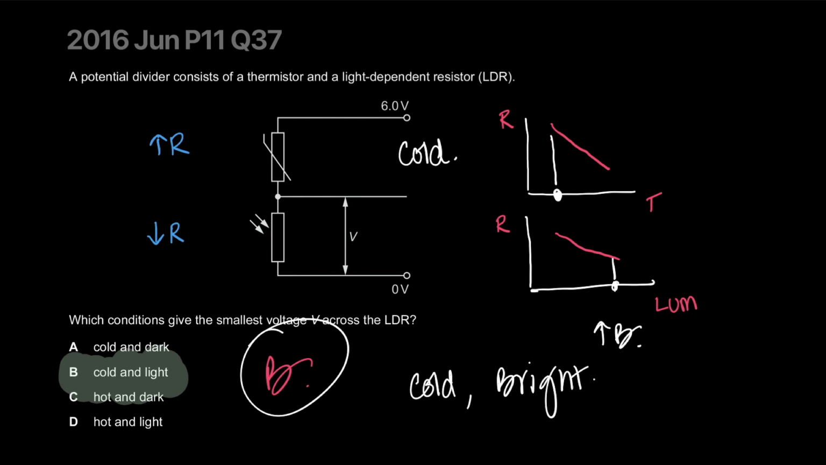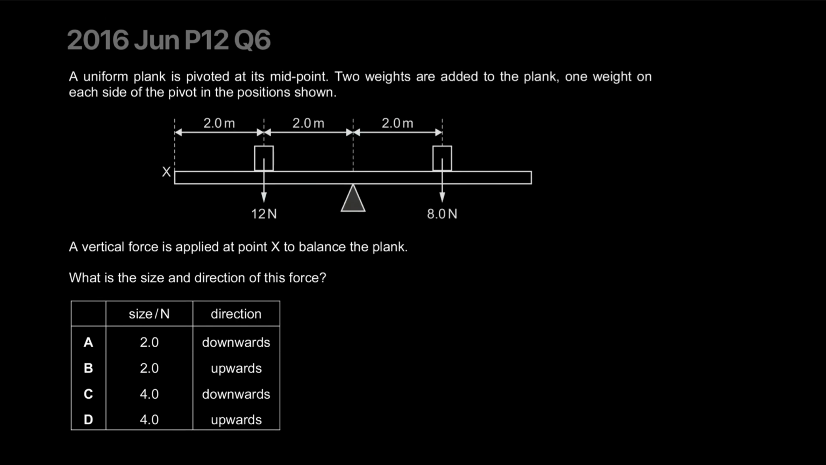Easy. Moving on. A uniform plank is pivoted at its midpoint. Two weights are added to the plank, one weight on each side of the pivot in the positions shown. So a pretty normal standard setup. A vertical force is applied at point X to balance the plank. What is the size of this force?